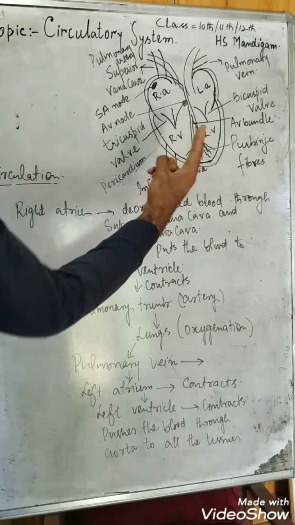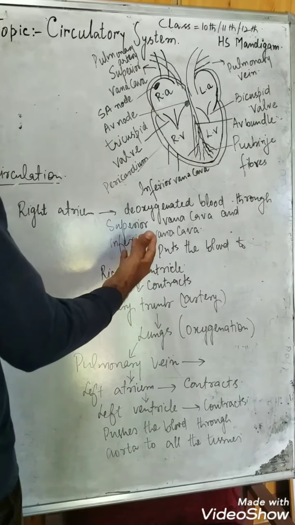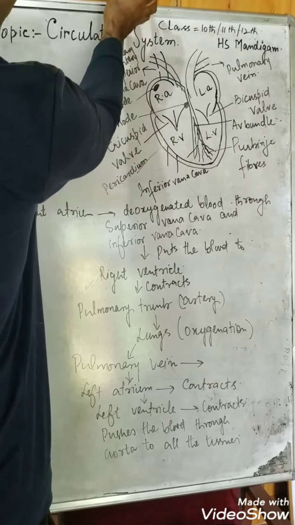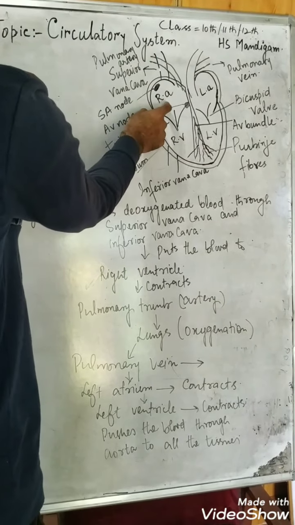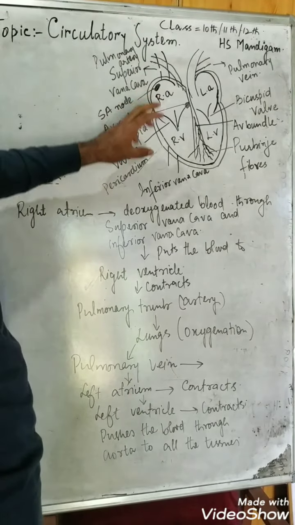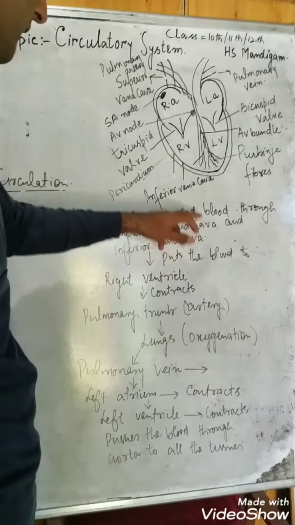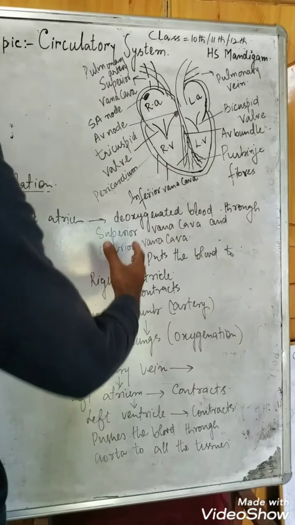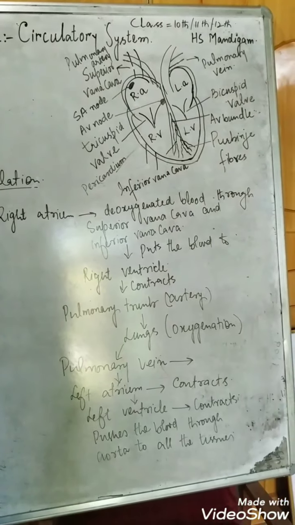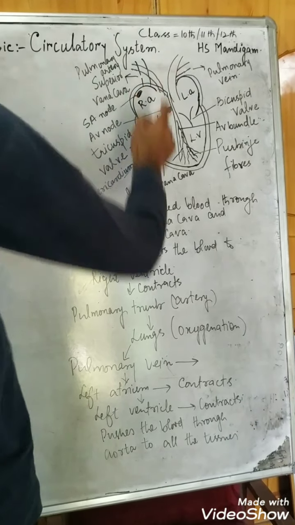Then it comes by means of two big blood vessels called the superior vena cava and inferior vena cava. The superior vena cava gets the deoxygenated blood from the upper parts of the body into the right atria. The inferior vena cava gets the deoxygenated blood from the lower parts of the body and puts it into the right atria. So these are the two big blood vessels which get the deoxygenated blood and put it into the right atria.